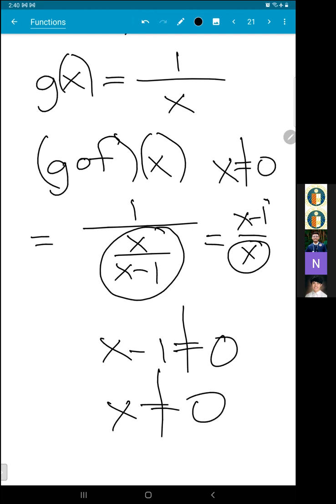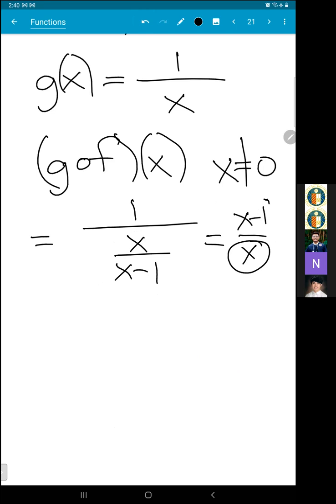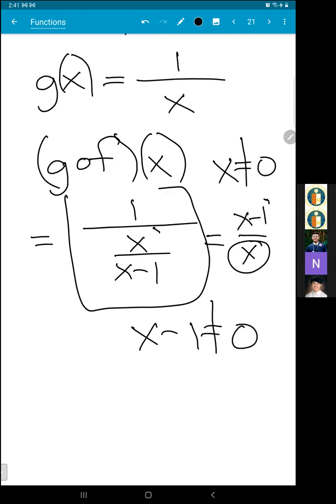Pero makukuha nyo rin yan, ano, dito mismo. So again, we observe this has its own denominator. So x minus 1 is not equal to 0. And again, observe this one. It has a denominator.